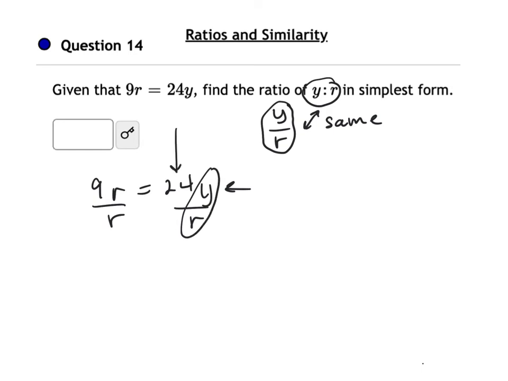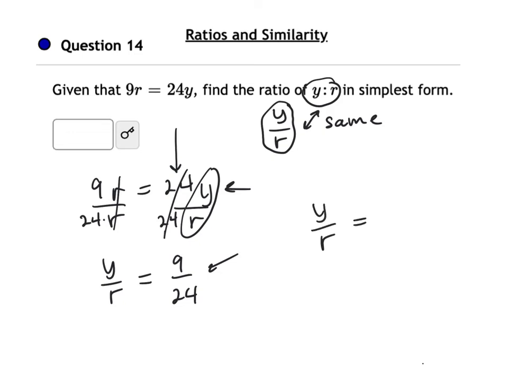The problem is I have this 24 in the way. I need to get rid of that 24. I'll divide both sides by 24. The r's cancel, the 24's cancel. I'm going to flip this around. Y over r is 9 over 24. Make sure this is simplified. These both divide by 3, I believe. Divide 9 by 3, you get 3. Divide 24 by 3, you get 8.